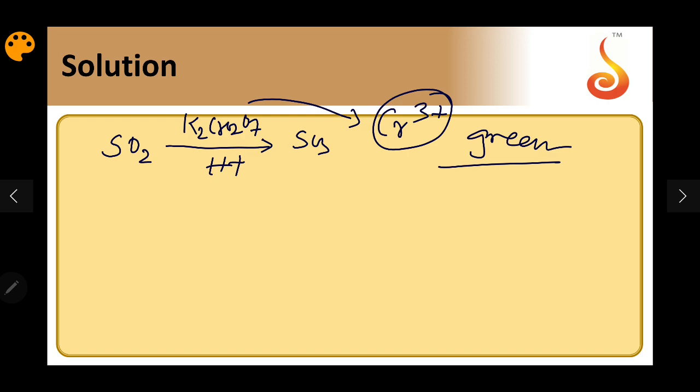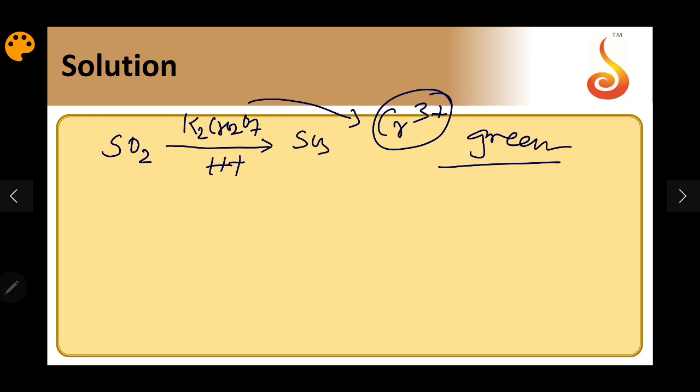So SO2 can be oxidized to SO3. Sulfides will give SO2 gas on treatment with dilute HCl. So when we treat the salt with dilute HCl, if I get sulfur dioxide gas, it will have sulfide radical, and if carbon dioxide is being liberated, the carbonate or bicarbonate will be present in the salt.